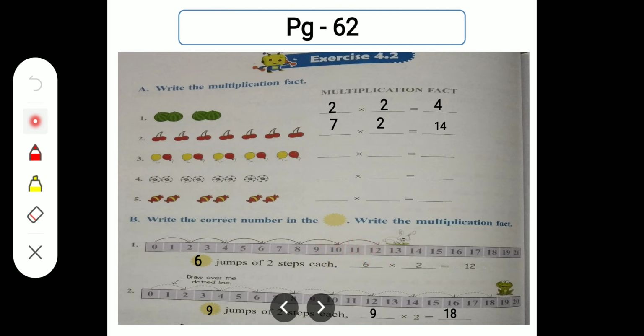So, here we can see 6 jumps of 0 to 2. This is skipping 2. So, 2 steps each. So, 6 into 2 is equal to 12.